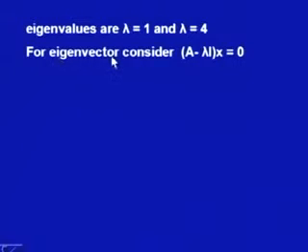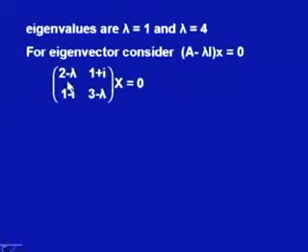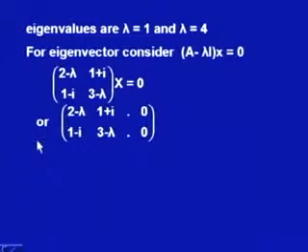To get the eigenvectors corresponding to these eigenvalues, we have to solve the equation (A minus lambda I) x equal to 0. So, let us write down A minus lambda I, x equal to 0. It is 2 minus lambda, 1 plus i, 1 minus i, 3 minus lambda, times x equal to 0. For lambda equal to 1, we have to solve this equation to get the eigenvectors, and when we solve it for lambda equal to 4, we will get the eigenvector corresponding to lambda equal to 4.